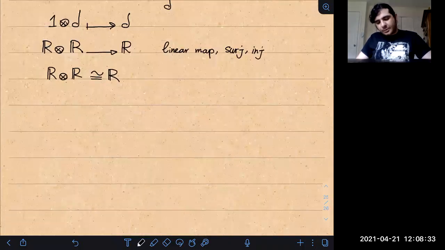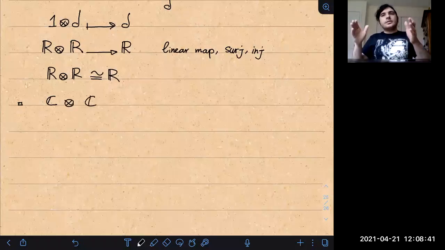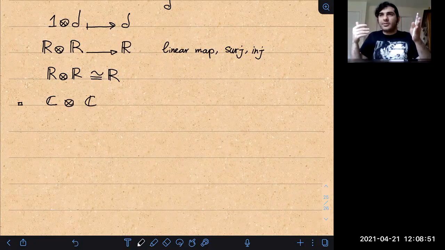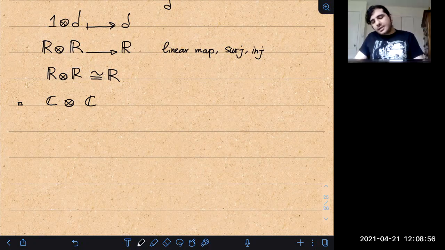Okay, let's look at the second question. What is C tensor C? When I look at the C tensor C, I should decide over what field. C is defined as a vector space over itself, over C. It's also defined as a vector space over R. So if I'm looking at it as a vector space over C, and therefore the tensor product is defined over C, a very similar argument as we saw above shows this is nothing but C.